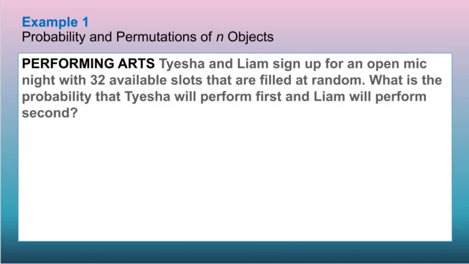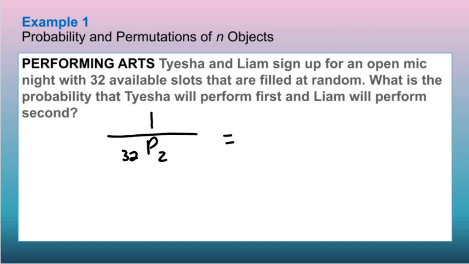So our first example. Taisha and Liam sign up for an open mic night with 32 available slots that are filled at random. What is the probability that Taisha will perform first and Liam will perform second? There's only one way for Taisha to perform first and Liam to perform second. So let's do one outcome. Since order does matter because Taisha has to be first and Liam has to be second, I have 32 slots, and I'm only looking at 2 slots at a time.